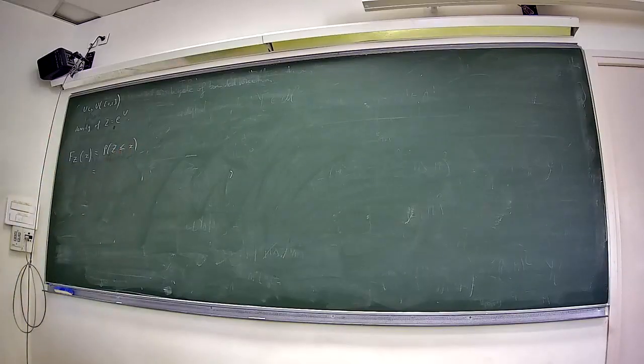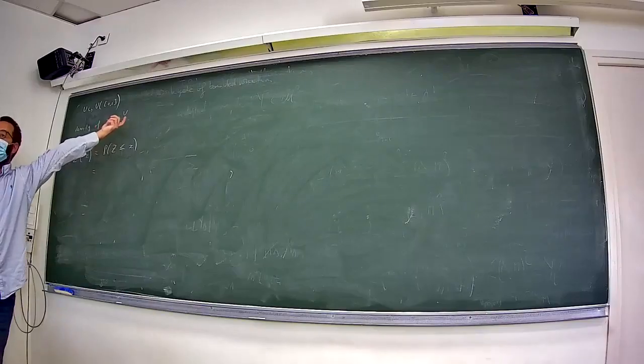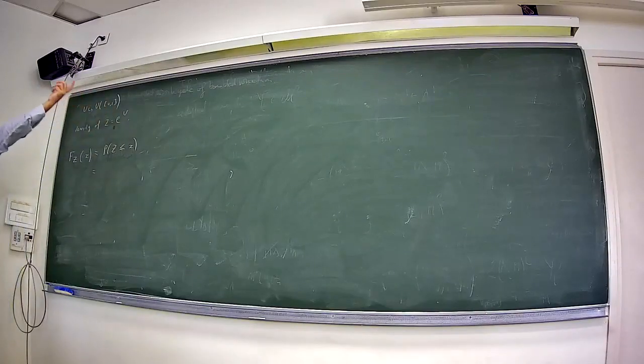is less than small x, that I have to find for any x. And here, my z is just the exponential of u, where u follows the uniform on the interval 0, 1.